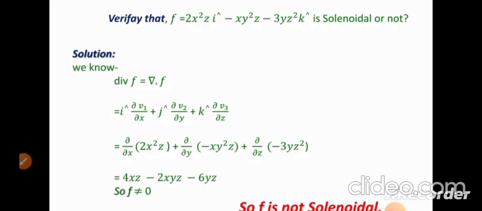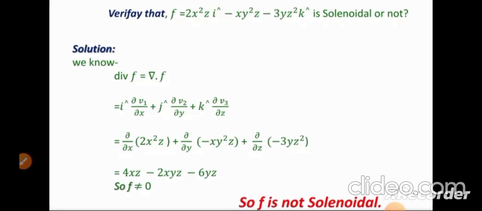So all the three values are different values. So we are not able to cancel these values. So it is not equal to 0. So del dot f vector is not equal to 0. So f is not solenoidal.